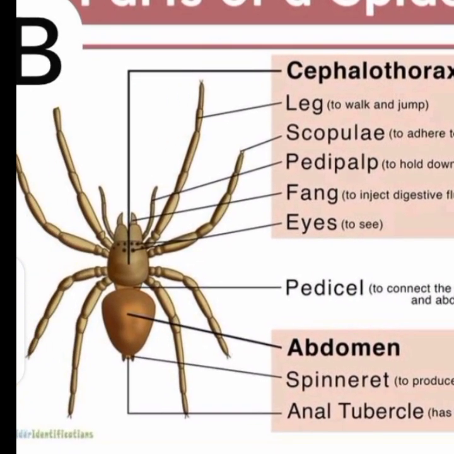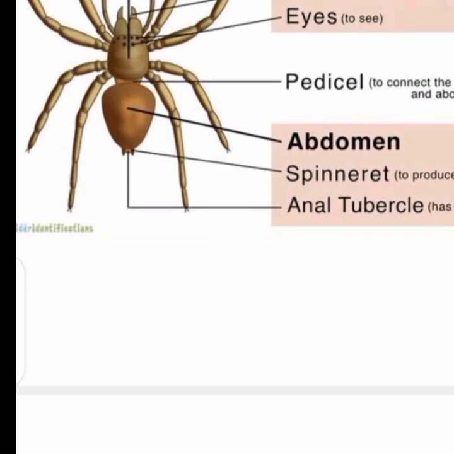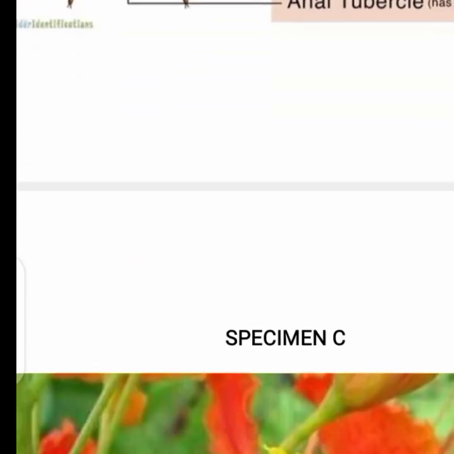So that is to immobilize the prey before they start feeding on it. They also produce silk, which helps them to create a web. You understand? So that is it. Then we have the next one, which is specimen C.